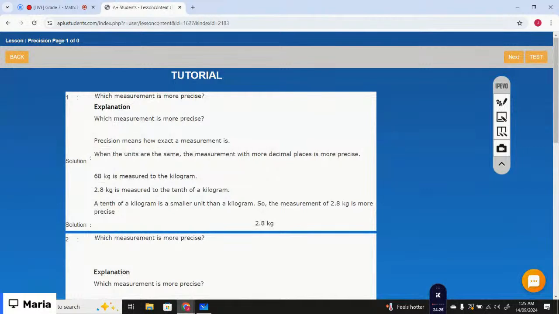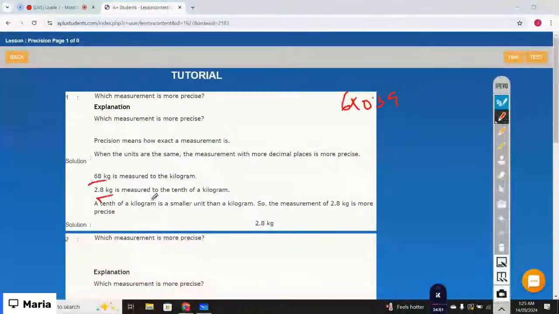Which measurement is more precise? So what is precision? Precision means how exact a measurement is. When the units are the same, the measurement with more decimal places is more precise. So that means the measurement that has more decimal places is more precise, right? For example, you are given 2.68 kilograms and 2.8 kilograms, right? 2.68 kilograms is measured to the hundredth, but 2.8 is measured to the tenth of a kilogram, right? So a tenth of a kilogram is smaller than 10 kilograms, right?